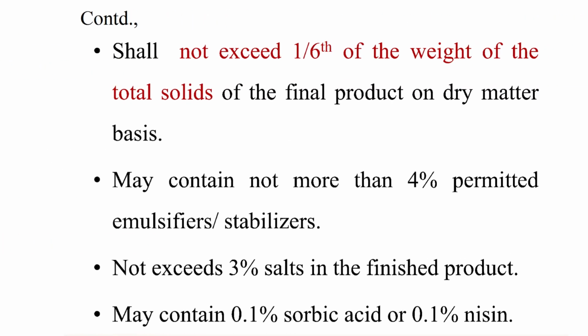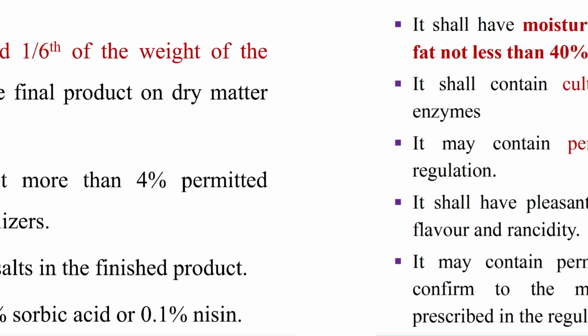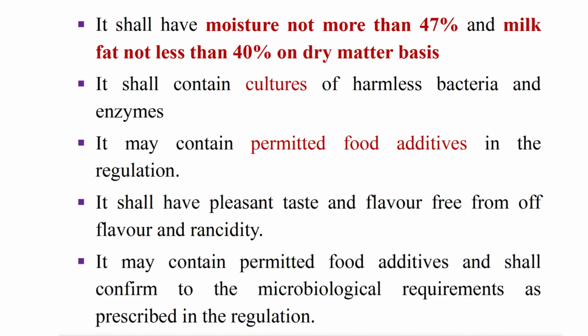The total amount of these added sweetening agents shall not exceed 1/6 of the weight of the total solids of the final product on a dry matter basis. Furthermore, processed cheese may contain not more than 4% of permitted emulsifiers or stabilizers. The salt content shall not exceed 3% in the finished product. It may also contain preservatives, specifically up to 0.1% sorbic acid or 0.1% nisin. Crucially, it shall have moisture not more than 47% and milk fat not less than 40% on a dry matter basis. It shall contain cultures of harmless bacteria and enzymes.